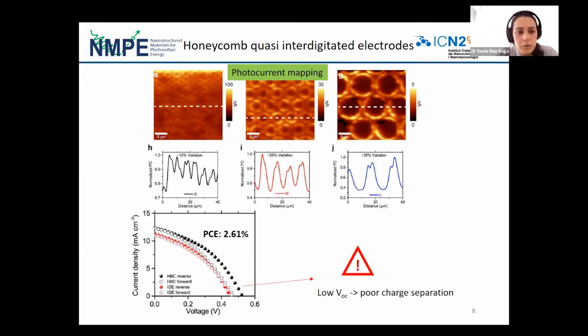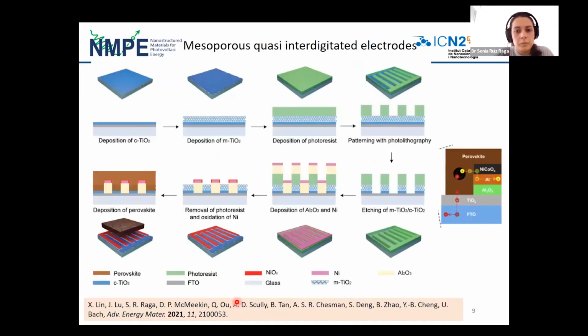The maximum efficiency we got with this structure is 2.6%, and it's higher than the interdigitated reference. However, we see that we still have a very low VOC, and this is mainly caused by the low selectivity of the dipole molecules. So to solve that, we have fabricated another type of back contact electrode that uses TiO2 and nickel oxide, which are two of the main semiconductors used in the sandwich architectures.